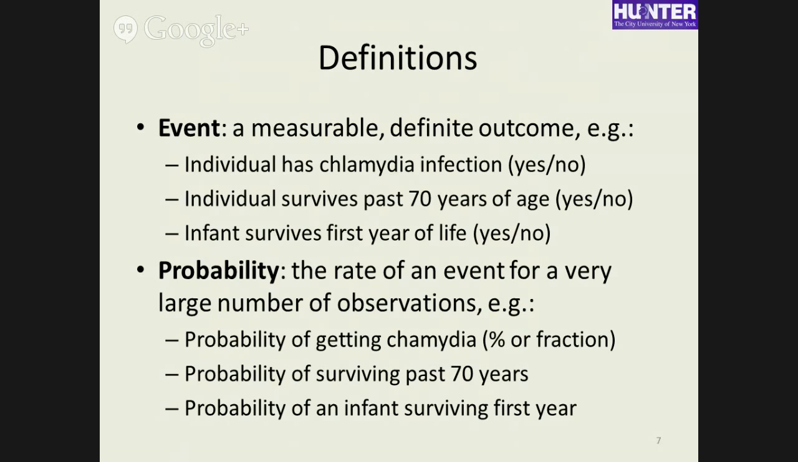And then a probability is the rate of that event over a large population. So the probability of getting chlamydia as a percent or a fraction, so the fraction of people in a population with chlamydia, or the probability of surviving past 70 years, or of an infant surviving past the first year. So the distinction: an event is one thing, probability is how often that thing happens over a large population. All right?